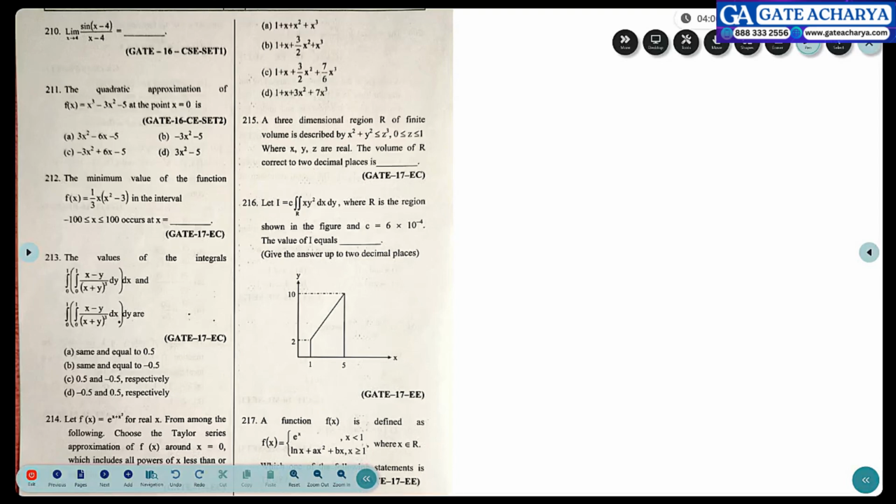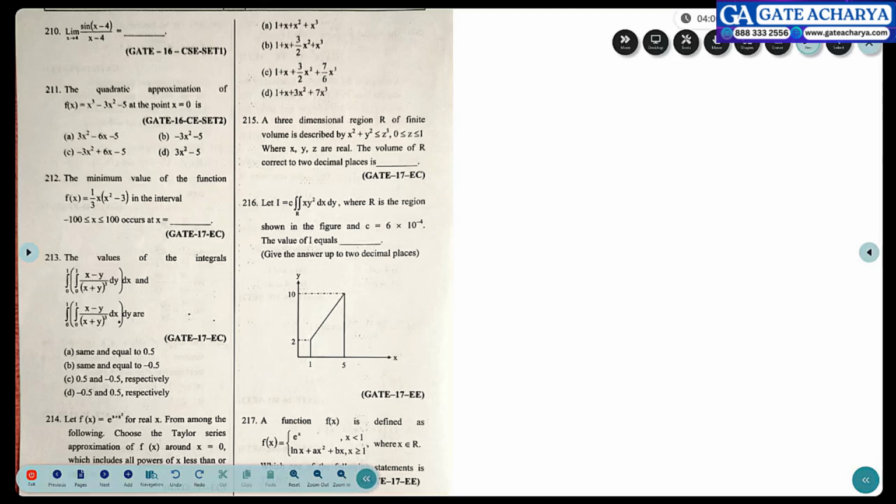This again, the region is already given in the diagram. Here, which strip will you take, horizontal or vertical? Question number 216. Don't draw it, do it at home. I will send you the key also. Which strip should we take?